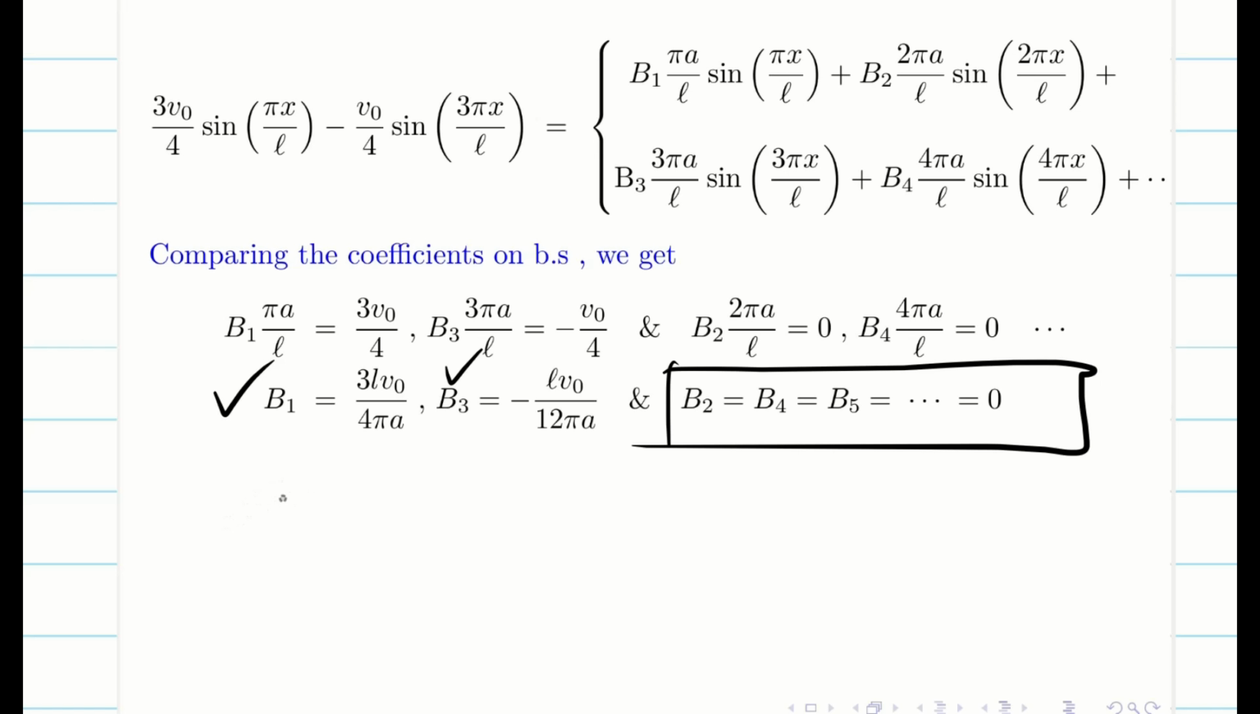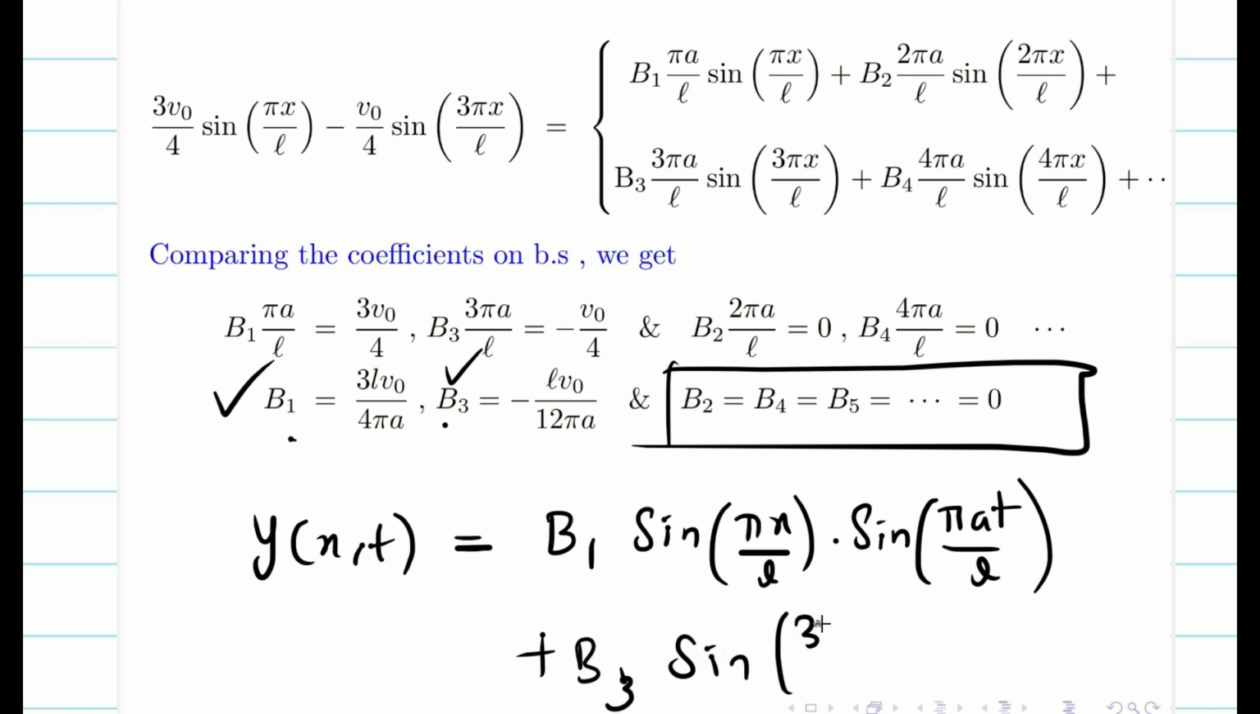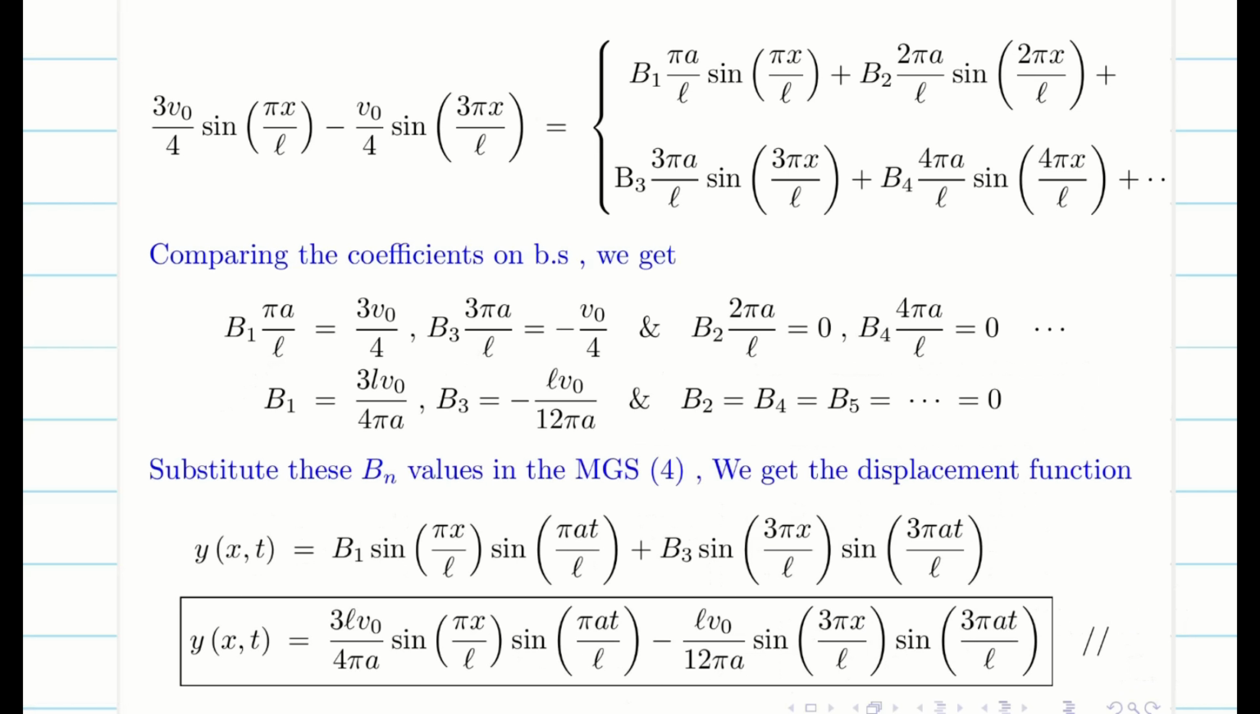So now when I go for my most general solution y(x, t), only B1, B3 exist. So I will write this as capital B1 sin(πx/L) into sin(πat/L) plus B3 sin(3πx/L) into sin(3πat/L). Now substitute the B1, B3 values to get my final answer.